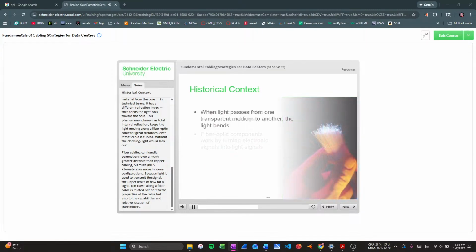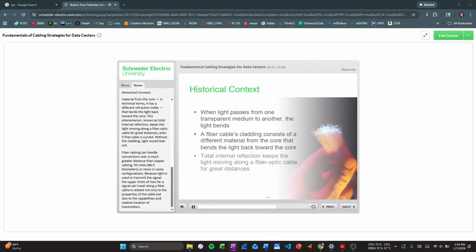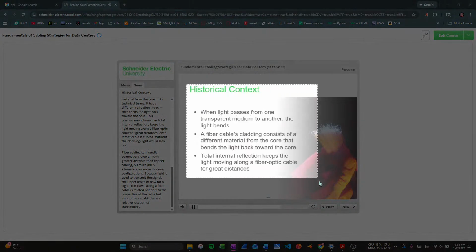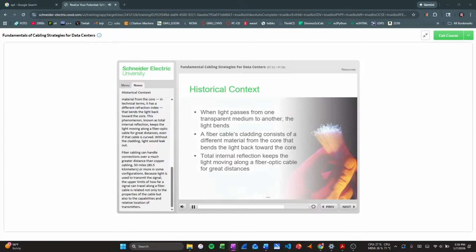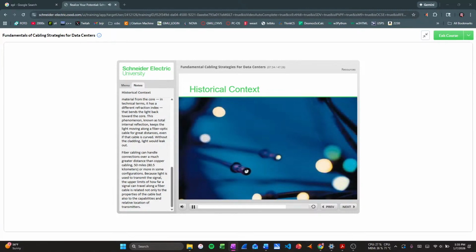When light passes from one transparent medium to another, like from air to water, or in this case, from the glass core to the cladding material, the light bends. A fiber cable's cladding consists of a different material from the core. In technical terms, it has a different refraction index that bends the light back toward the core. This phenomenon, known as total internal reflection, keeps the light moving along a fiber optic cable for great distances, even if that cable is curved. Without the cladding, that light would leak out.